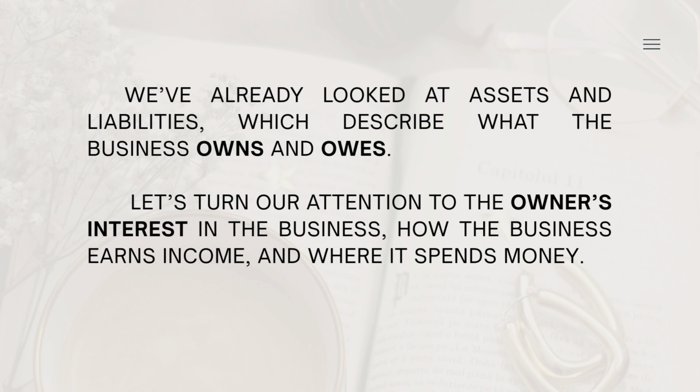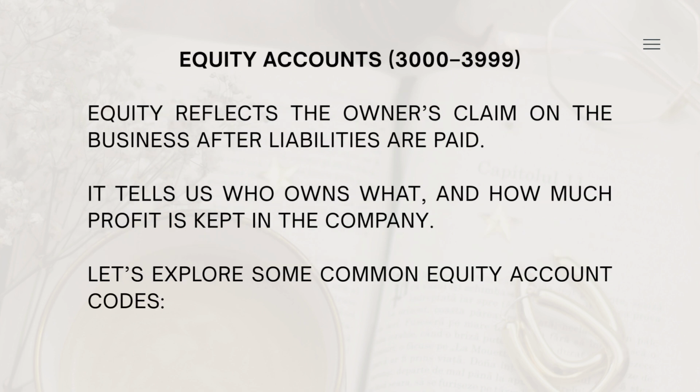We've already looked at assets and liabilities, which describe what the business owns and owes. Now let's turn our attention to the owner's interest in the business, how the business earns income, and where it spends money. Equity accounts, 3000 to 3999. Equity reflects the owner's claim on the business after liabilities are paid. It tells us who owns what and how much profit is kept in the company. Let's explore some common equity account codes.